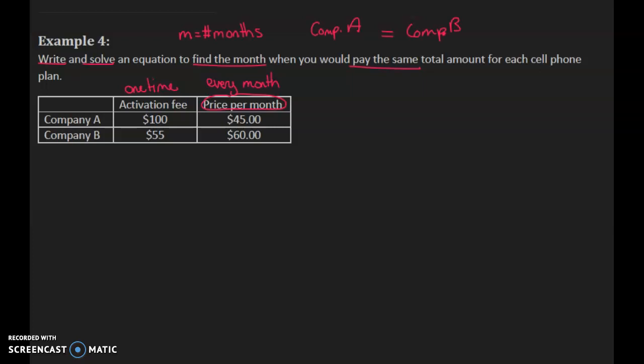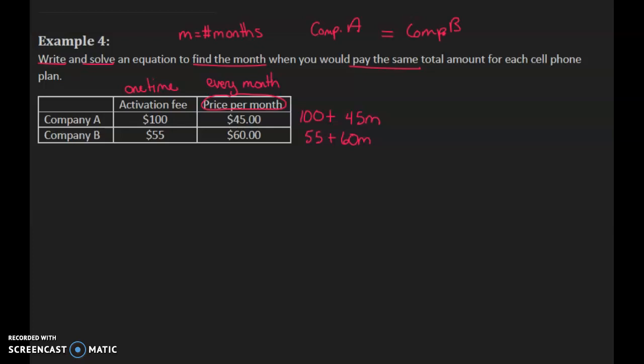The one-time fee will not get a variable because if you stay on 1 month or if you stay on 10 months, you're still only paying that $100 activation fee one time. So your variable needs to go with what's happening every month, which is the price per month amount. So for company A, the $100 is a one-time fee plus $45 times however many months you stay on. For company B, the $55 is a one-time fee, but it's $60 a month, meaning every month you pay an additional $60 on top of your one-time fee you paid when you started. So these are the two equations for the companies.